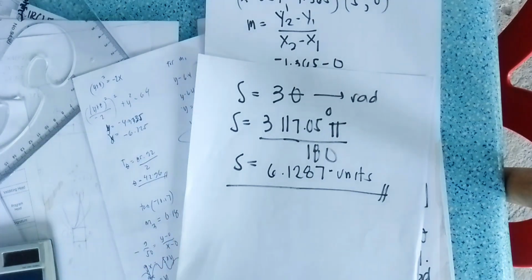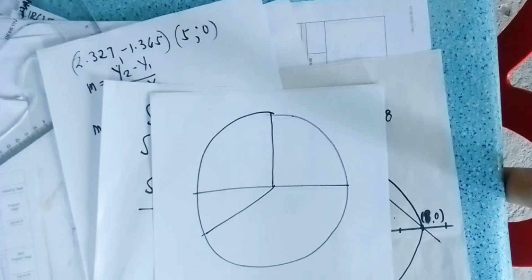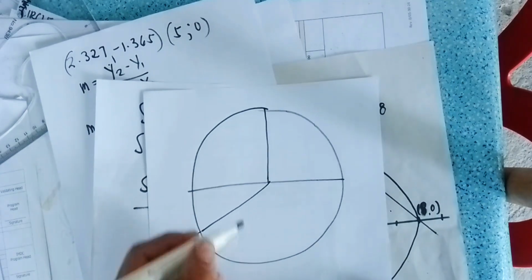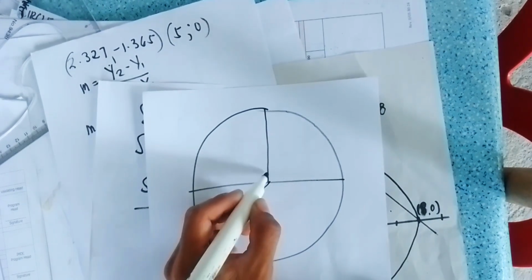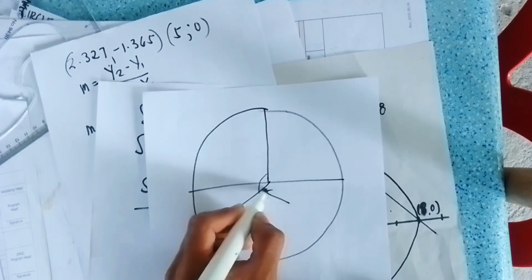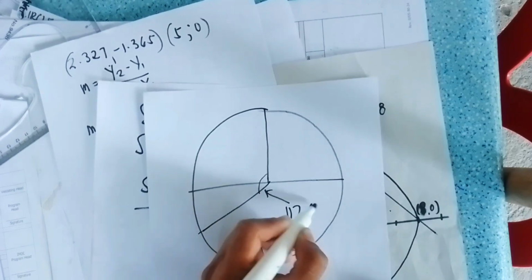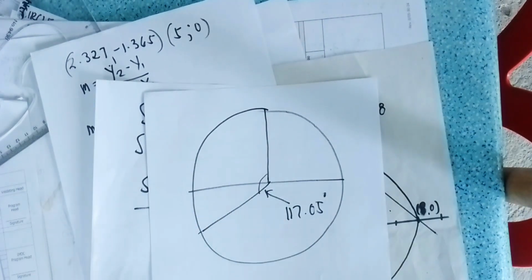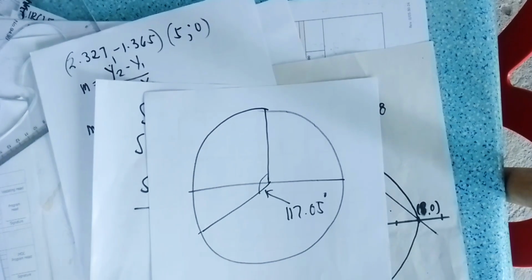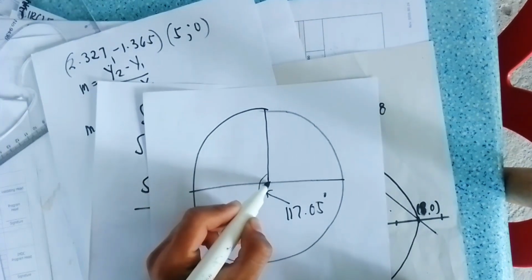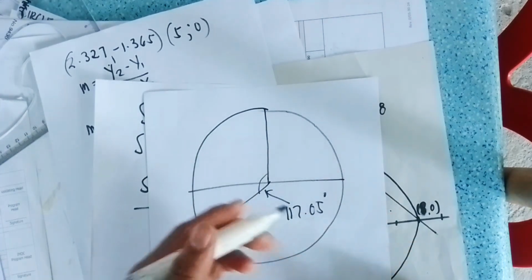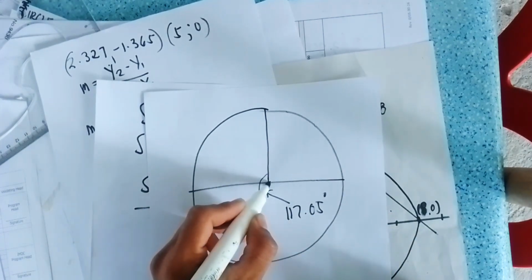Let me draw it exactly. Okay, so this is our circle. This one is 90 plus this one, 27.05 degrees. It will give us a total angle of 117.05 degrees. Okay? Now, what will happen is we'll take the half, same as we did in L1, take the half of the total angle.